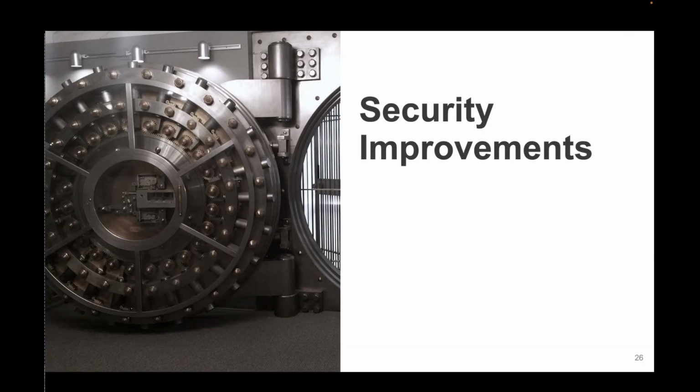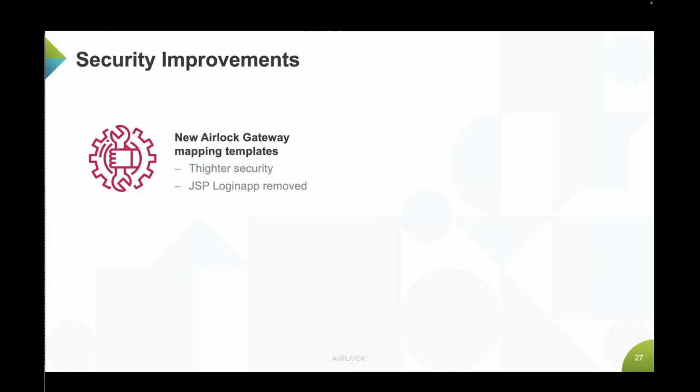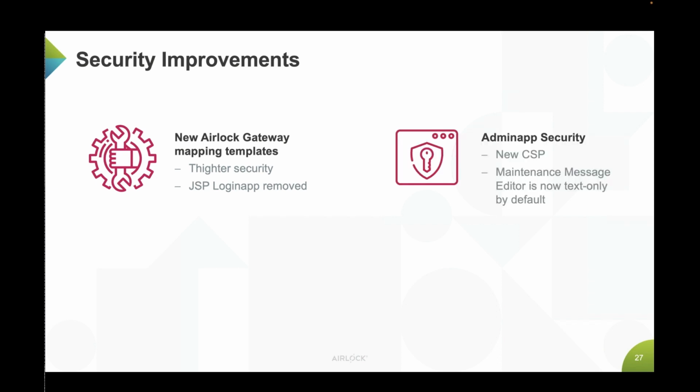Now let's talk about security improvements. We've also added a few things here. The first thing we've added is Airlock now has new mapping templates which have tightened down security. On one side, because Airlock Gateway has tightened down security. Number 2 is we've straightened out our mapping templates for more security. And of course, we removed everything related to the JSP-Loginapp. So the new mapping templates will hopefully be a lot more secure than they were in the past.